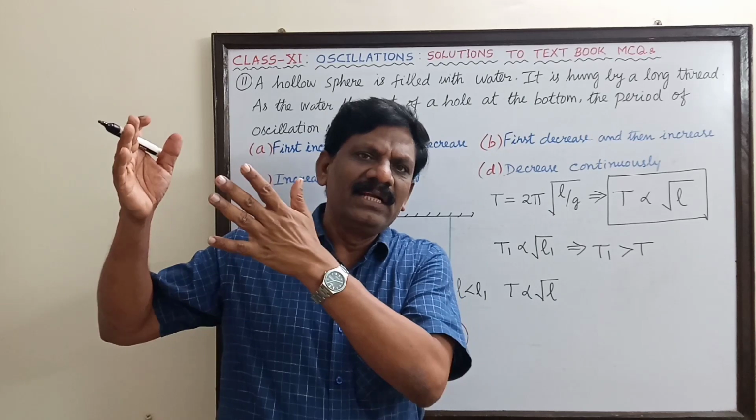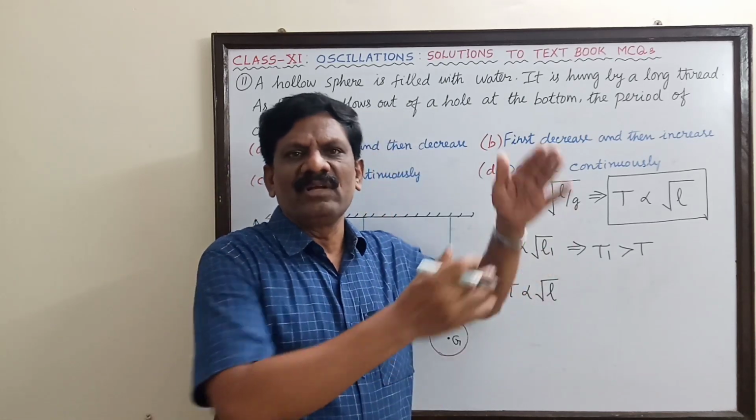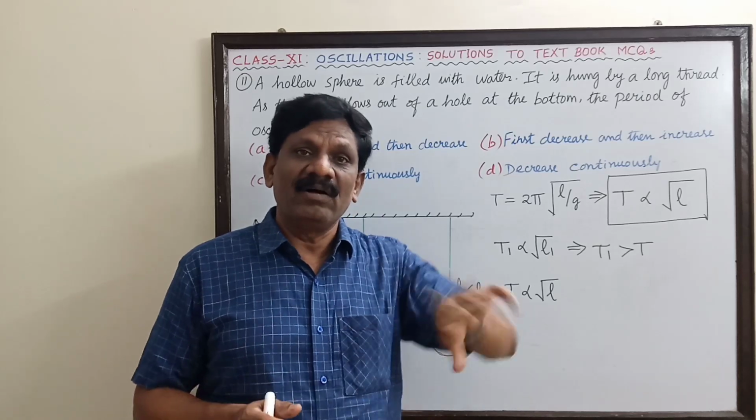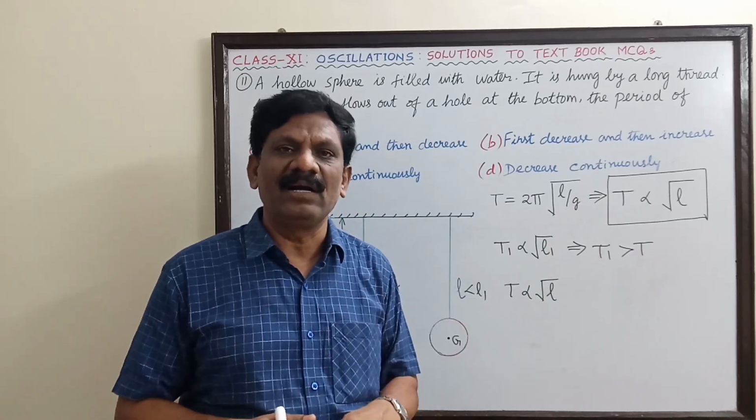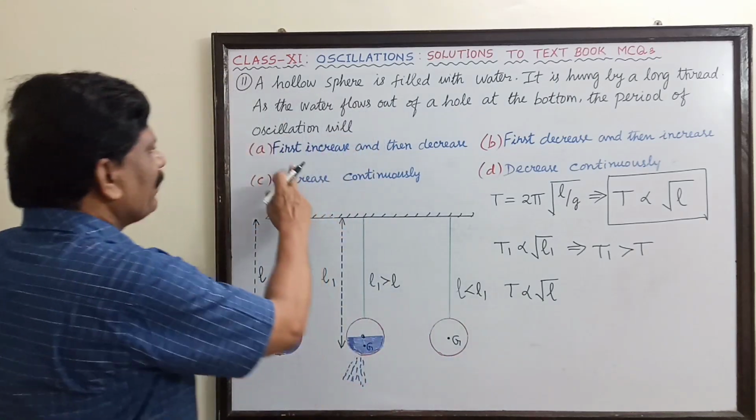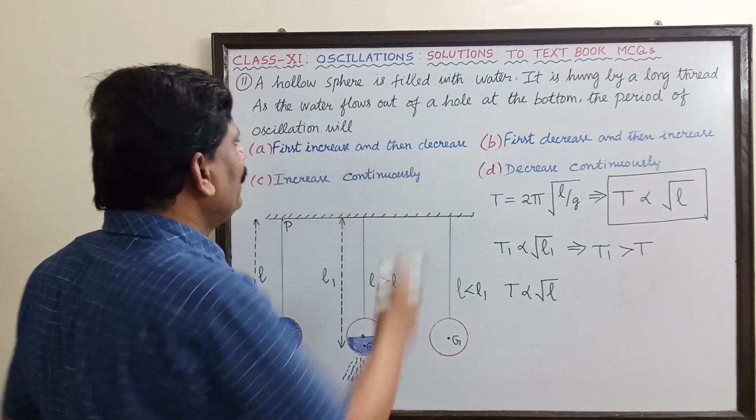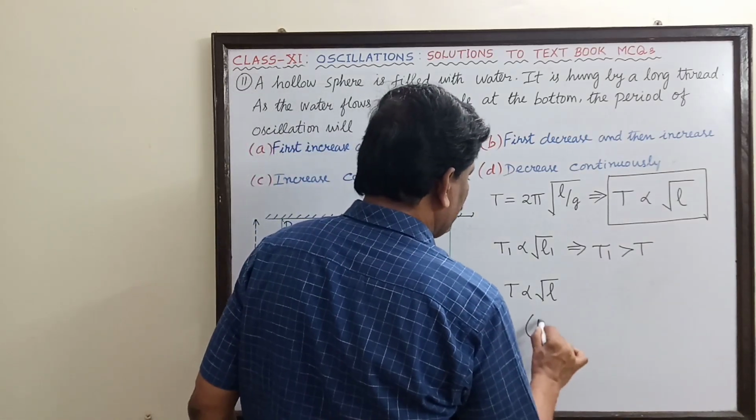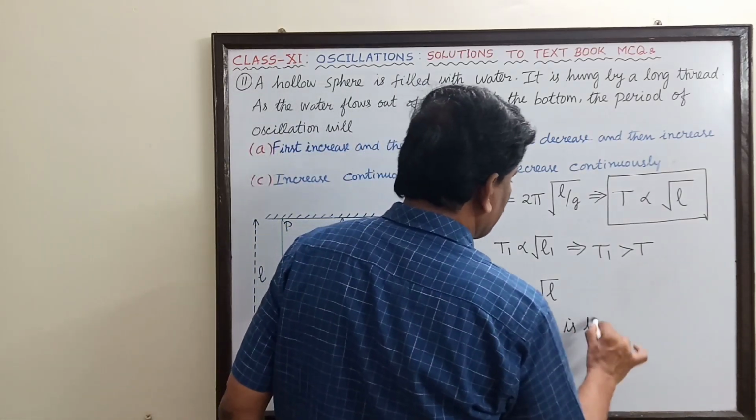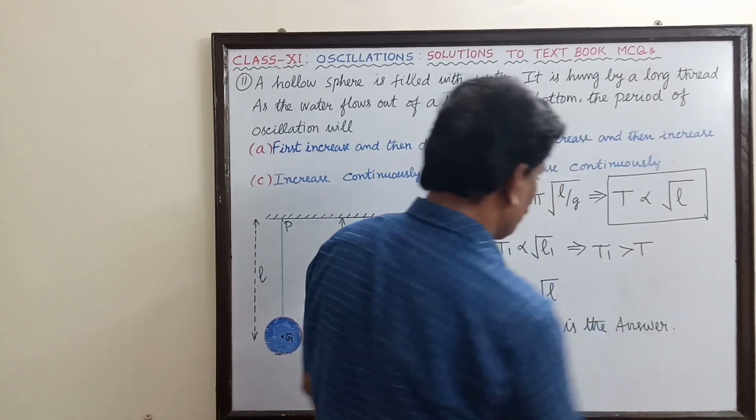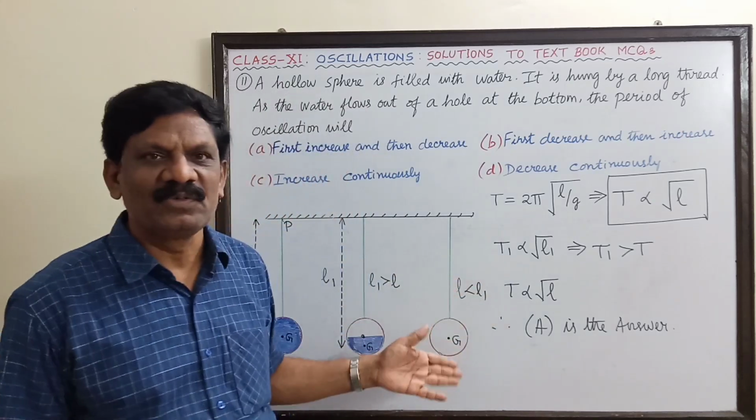So during the oscillation of a leaking pendulum, what will happen to the period? It will increase. Then when all of the water is removed from the hollow sphere, once again the period will decrease. So first it increases and then it decreases is the option. Therefore here option A is the correct answer. I hope you must have understood well. Fine.